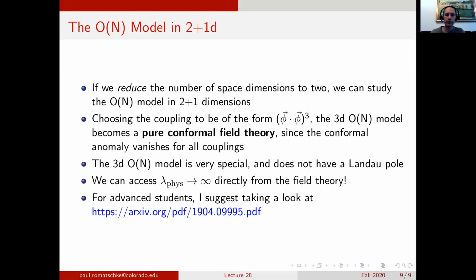So I would suggest that if advanced students are interested, they can take a look at a recent study of this ON model in 2+1 dimensions, where I talk about the relation to more fashionable approaches to strong coupling, such as holography. And this concludes the present lecture.